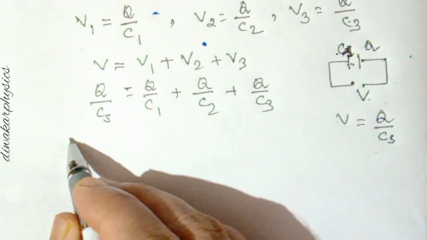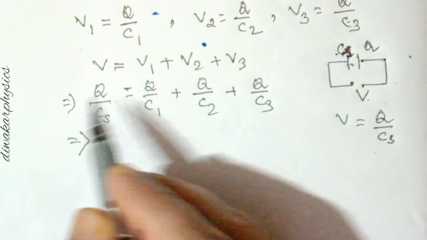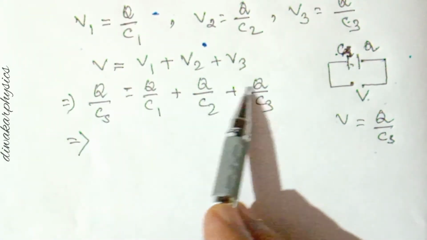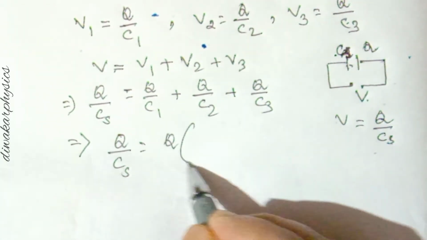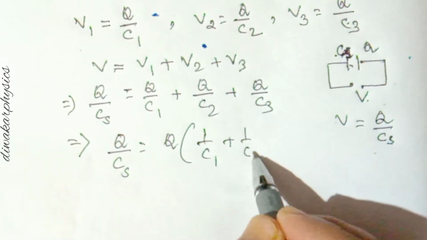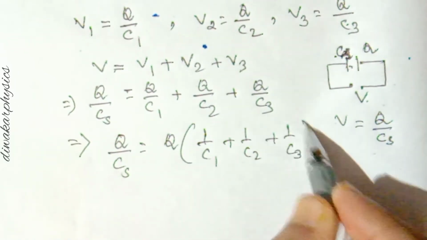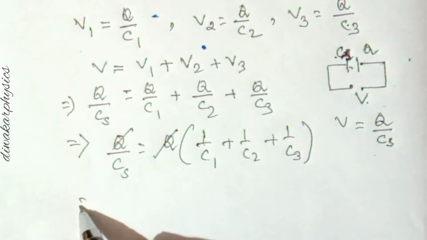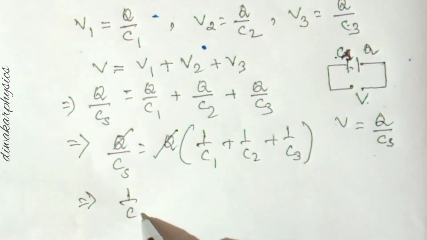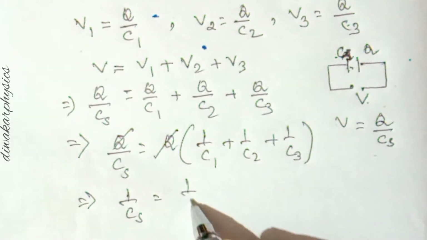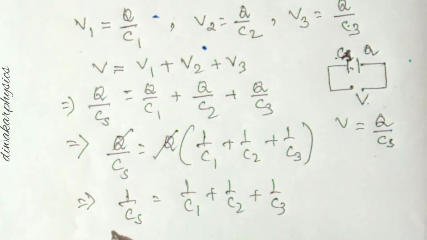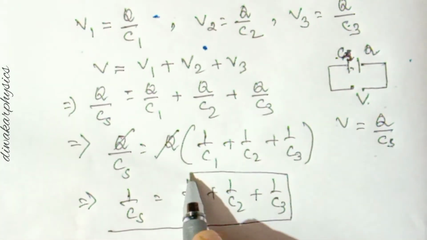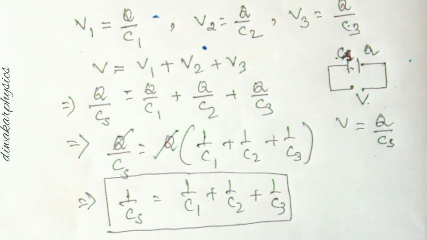Now here you see what is common. Q is common, so Q by CS is equal to Q times 1 by C1 plus 1 by C2 plus 1 by C3. Q cancels. So this gives 1 by CS equals 1 by C1 plus 1 by C2 plus 1 by C3. This gives the equation for the equivalent capacitance when these three are connected in series.